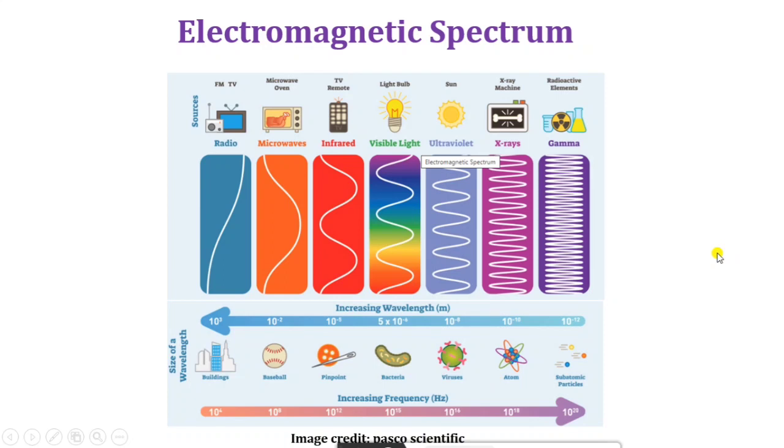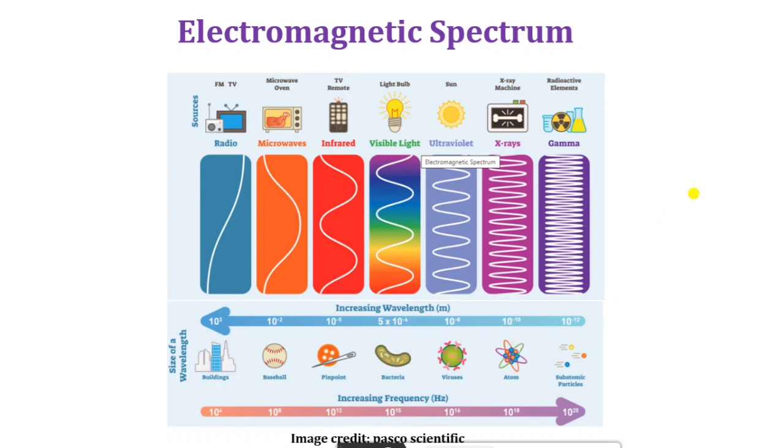This is because the wavelength and frequency are inversely related. The wavelength is the distance between two consecutive crests or consecutive troughs of an electromagnetic radiation. So that is the wavelength. Whereas the frequency is the number of wavelength units passing through a particular point per second.